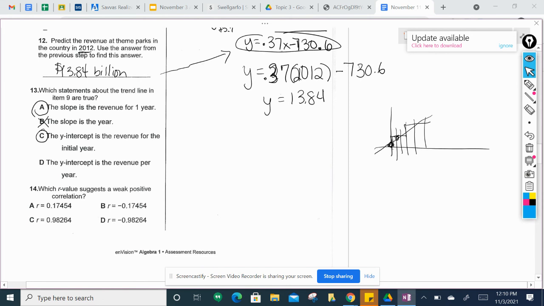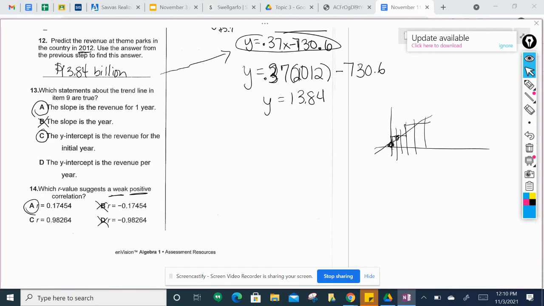All right, number 14 says which R value selects a weak positive. Guys, our 2 keys are weak and positive. So the fact that it's positive means I can eliminate B and D right away. And then remember, the closer our R value, or our correlation coefficient, is to 1 or -1, the stronger the correlation is. So if we want weak, we want a number that's not close to 1. So we would say A.